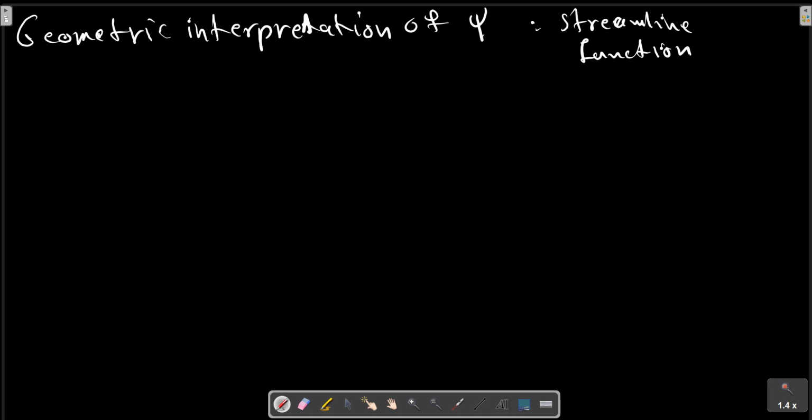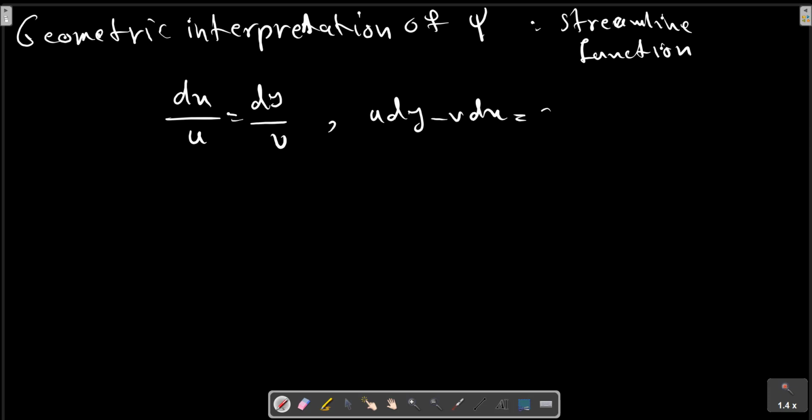This can be shown as follows. We have the relation for the definition of a streamline in two-dimensional flow, that was in chapter 1 also, where we can calculate v dx or u dy minus v dx equals 0. It is a streamline function.